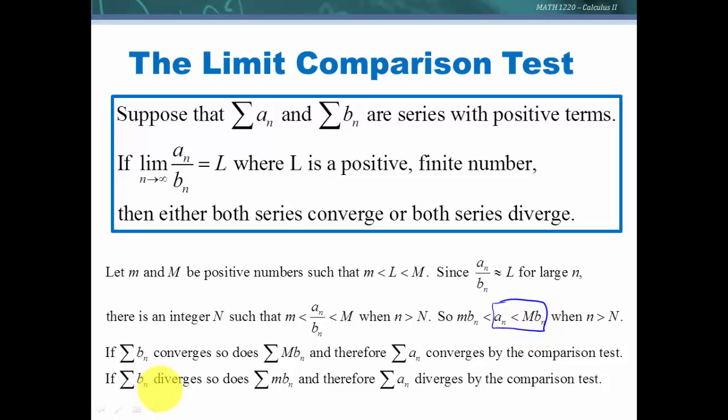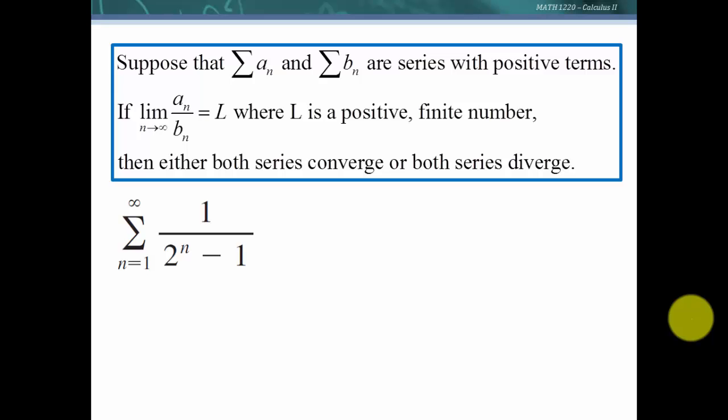Now, if the opposite is true, if b sub n diverges, so does multiplying it by a finite number. If it already is going to infinity, multiplying it by a finite number is not going to change that, and therefore a sub n diverges because we have this inequality. And so by the comparison test, if this is known to diverge and the terms of a sub n are always greater than that, this will also diverge. So we have the limit comparison test, and we would want to use it when the inequality was going the wrong way.